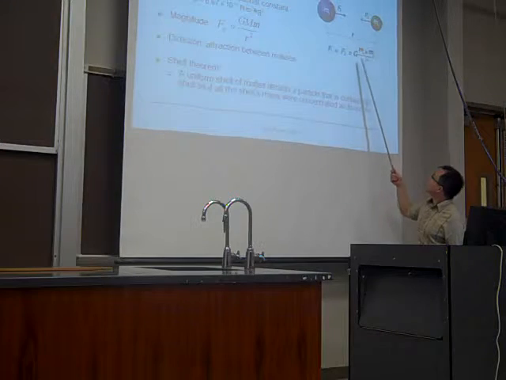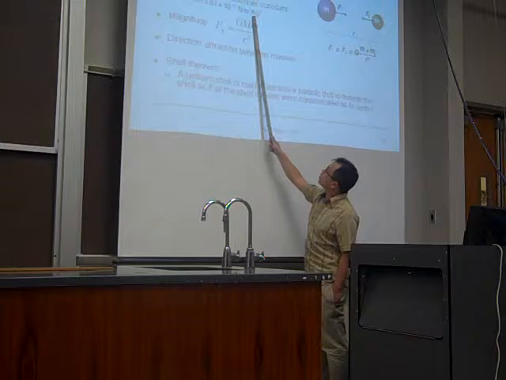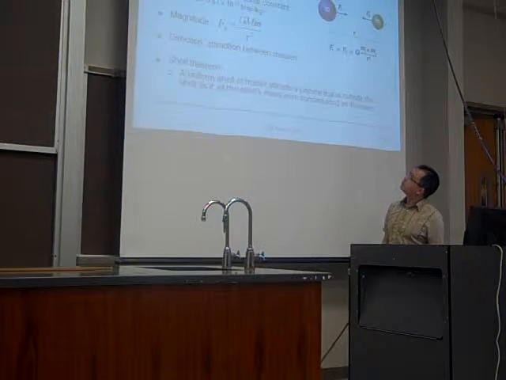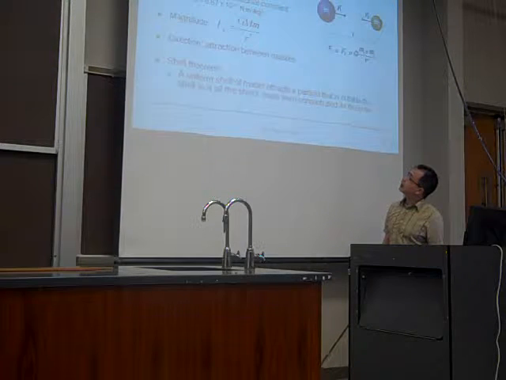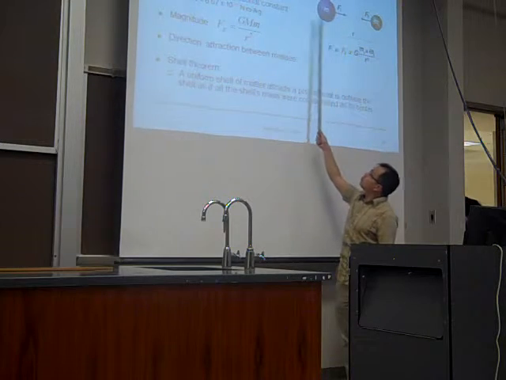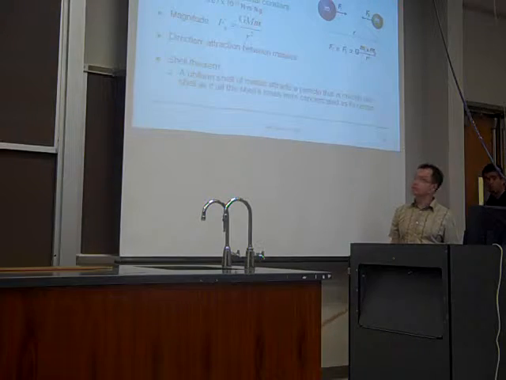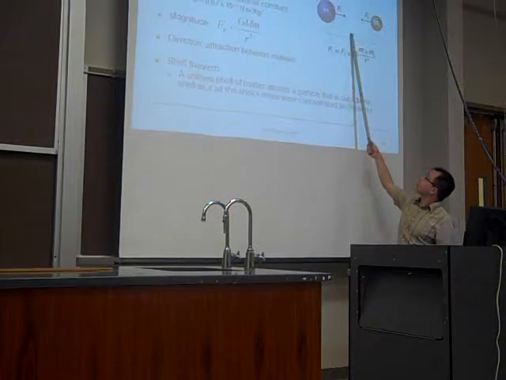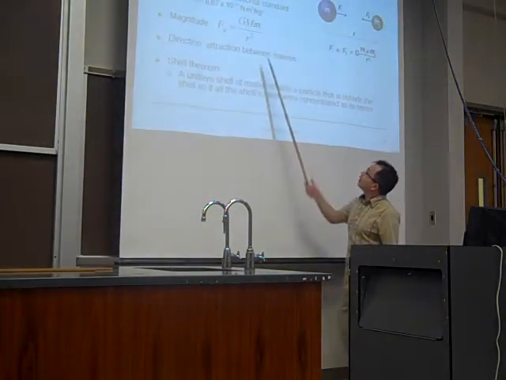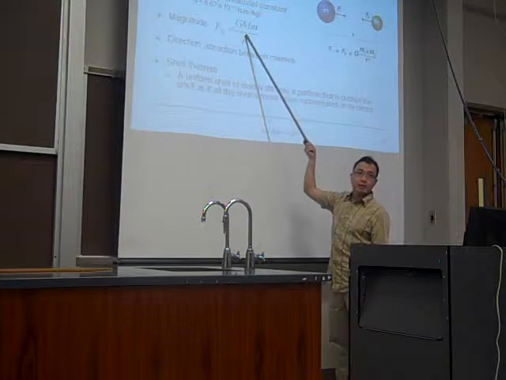G is called the universal gravitational constant, 6.67 times 10 to the power of negative 11. M1, M2, or capital M multiplied by small m, is the product of the two masses. r squared is the distance squared. And here, the magnitude, of course, is calculated by that.